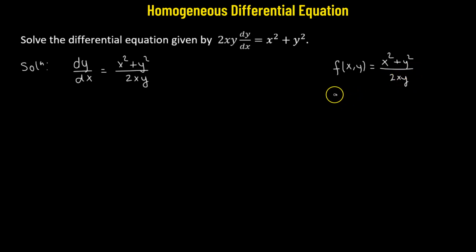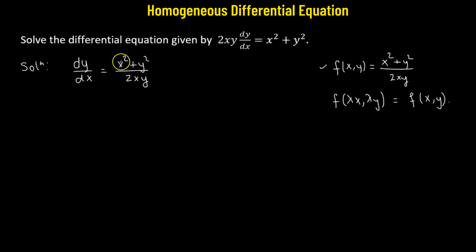Now, if we consider the function f(x, y), which is represented by x squared plus y squared divided by 2xy, and we substitute x with lambda x and y with lambda y, then we will get back our original function f of x comma y. So when this criterion is met, we say that our given function f of x comma y is a homogeneous function. And if this is a homogeneous function, then our differential equation is a homogeneous differential equation.